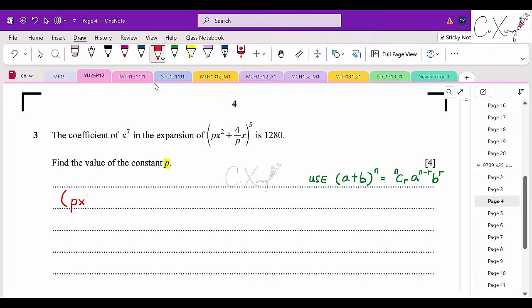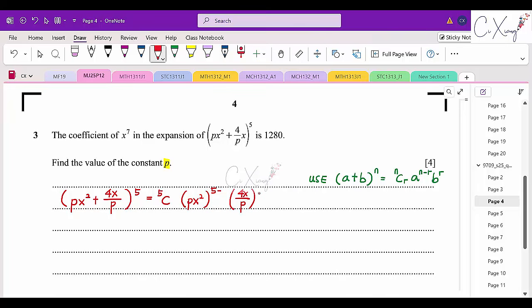So I try to write the question first. I'm having this, then for 4x over p power 5. General formula for this particular expansion will be 5C something. The something here, I don't know what it is yet, so I leave it blank first. Then a means the whole px squared power n minus r. It should be 5 minus something. I don't know what the something is here, so I just keep it blank first. Then the b is 4x over p. I'm having 4x over p here. What's the power that I want to take here? It is something, but I don't know what it is yet.